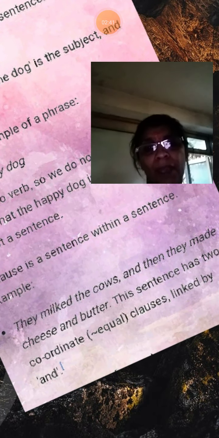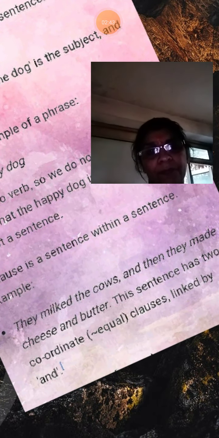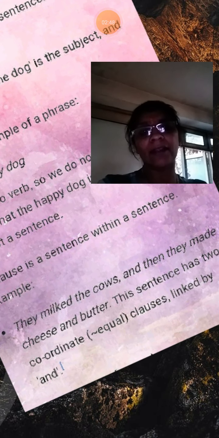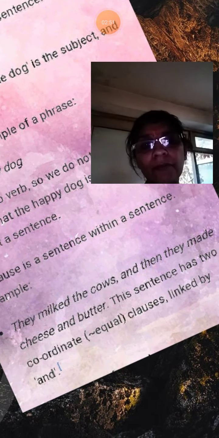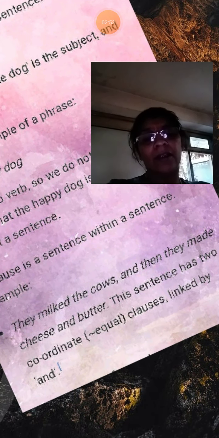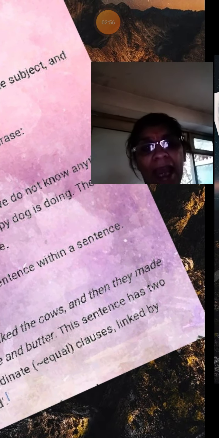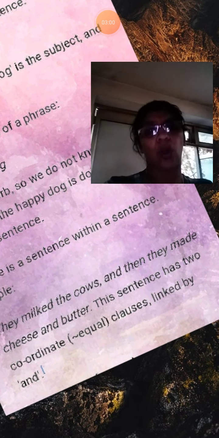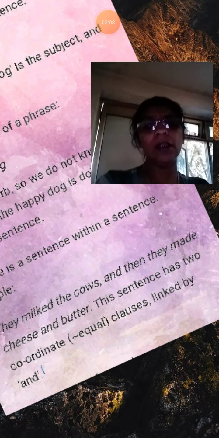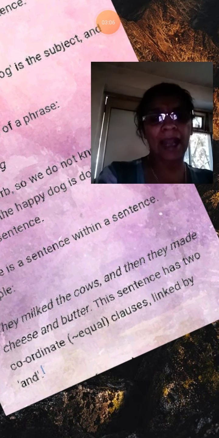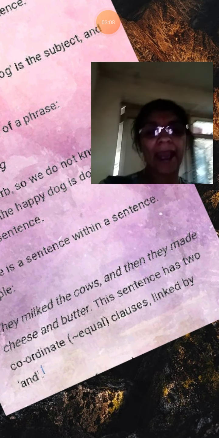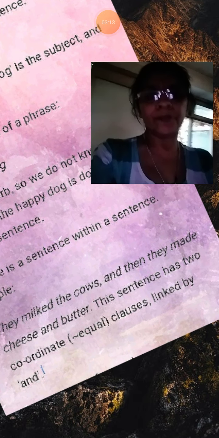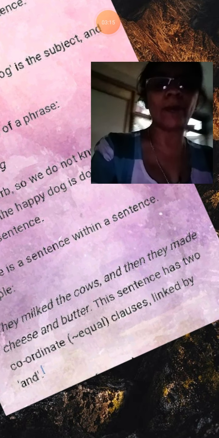They milked the cows, and then they made cheese and butter. This sentence has two coordinate, equal clauses, linked by and. There are two clauses linked by and.